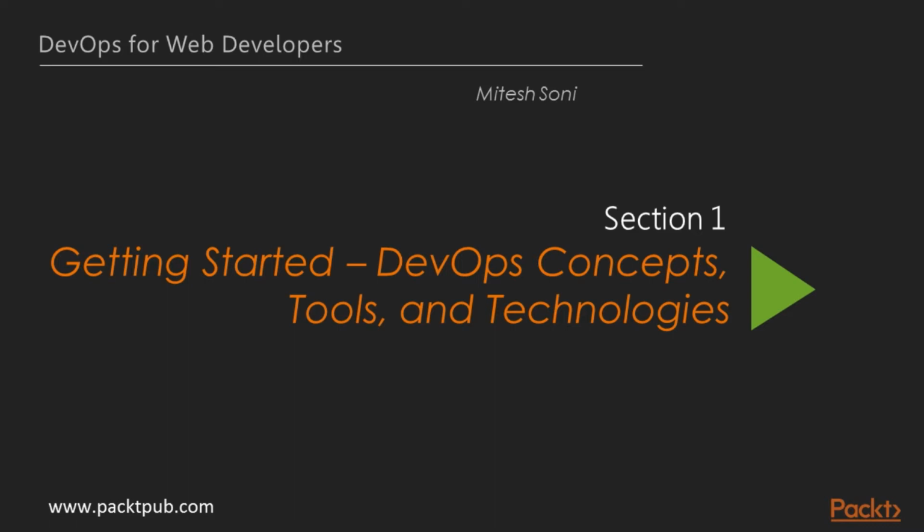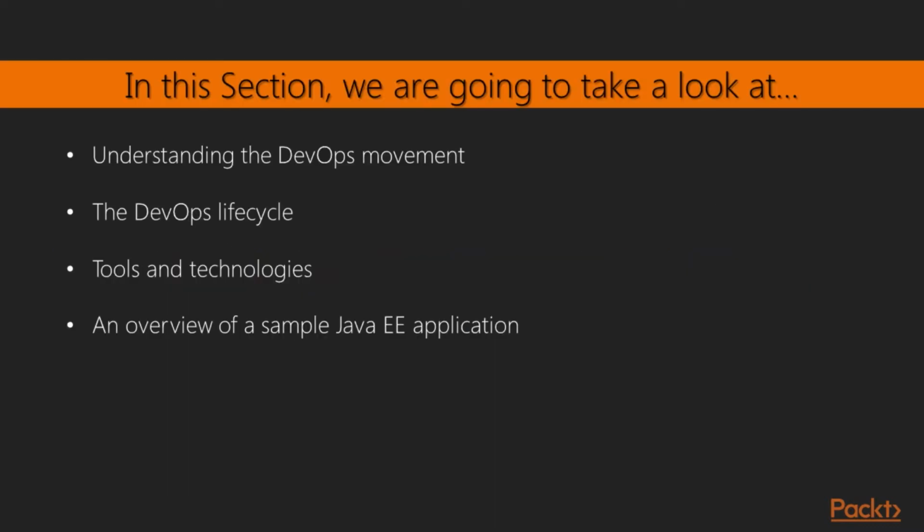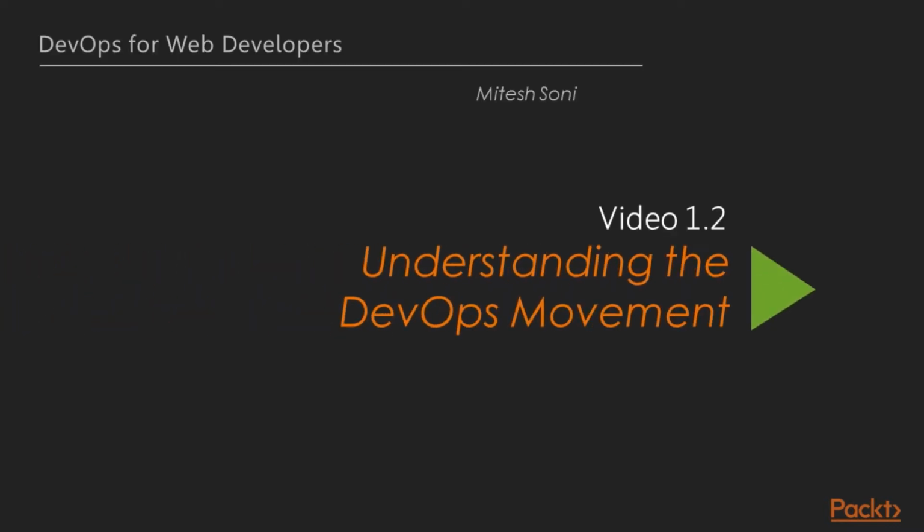You will learn about the DevOps culture, its lifecycle, key concepts, and tools, technologies, and platforms used for automating different aspects of application lifecycle management. In this section, we will cover the following topics: understanding the DevOps movement, the DevOps lifecycle, which is all about continuous integration, configuration management, continuous delivery or continuous deployment, continuous monitoring, continuous feedback, tools and technologies, and an overview of a sample Java EE application. Now we will see the first video of the first section, understanding the DevOps movement.